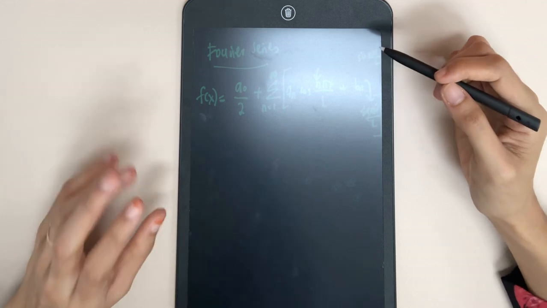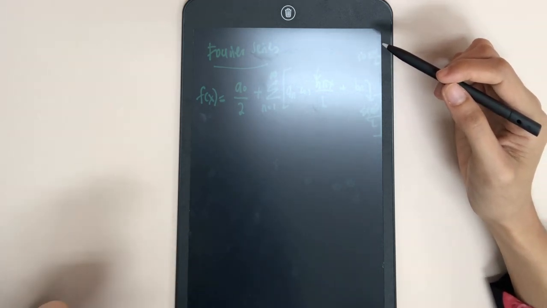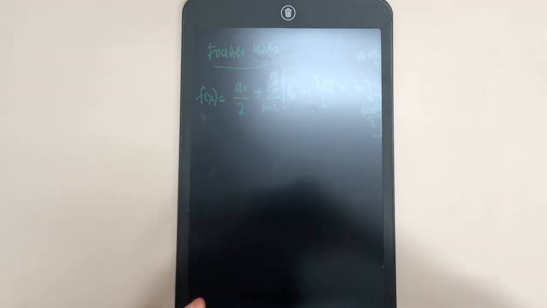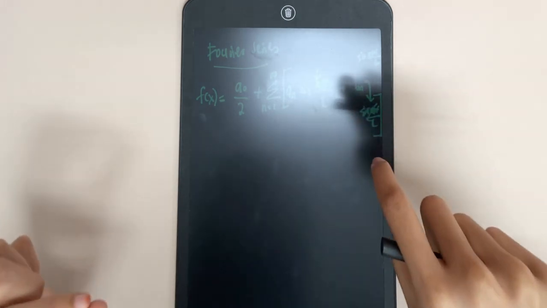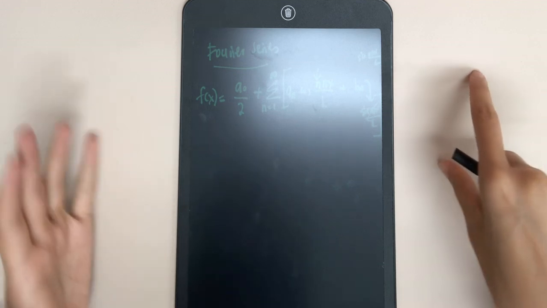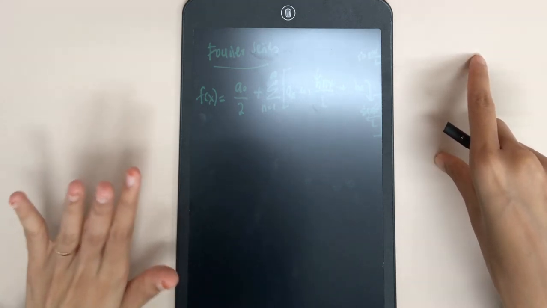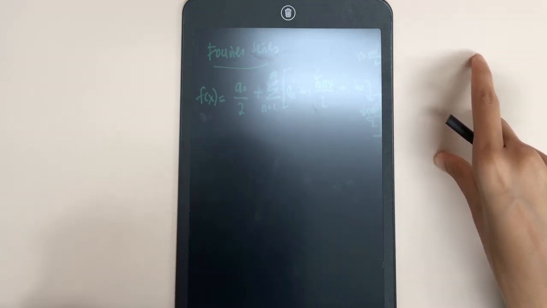n here represents the number of something, but for our formula, we will remain n. Maksudnya n tu akan kekal. n tu tak ada apa-apa value untuk we substitute it.